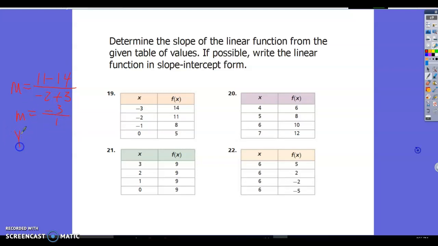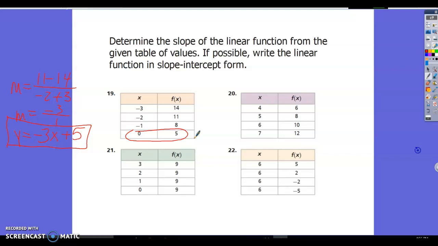So we're going to have y equals negative 3x. And we know that the y-intercept is the number with the 0 for x. So negative 3x plus 5. So this would be a linear equation. All we had to do was find the slope, and the y-intercept was in the table here.